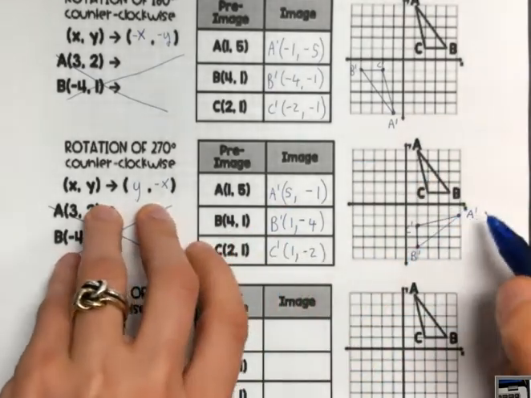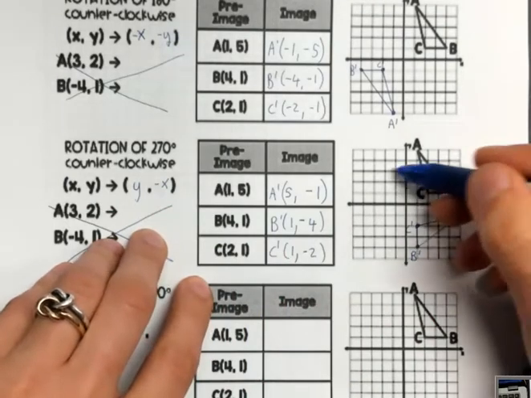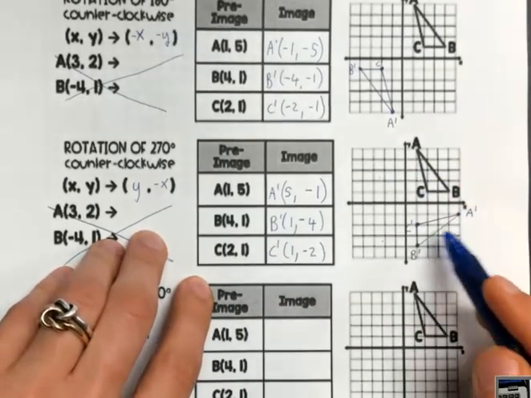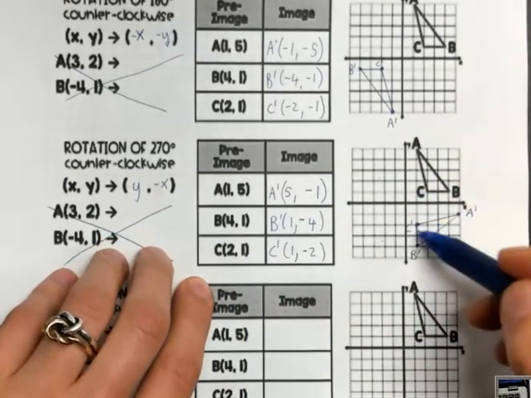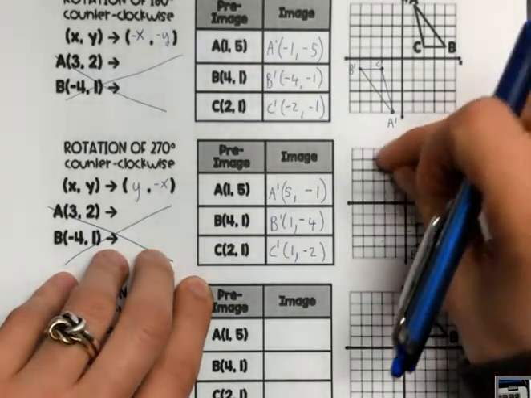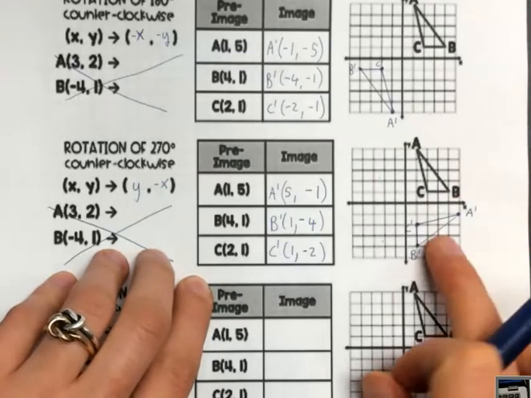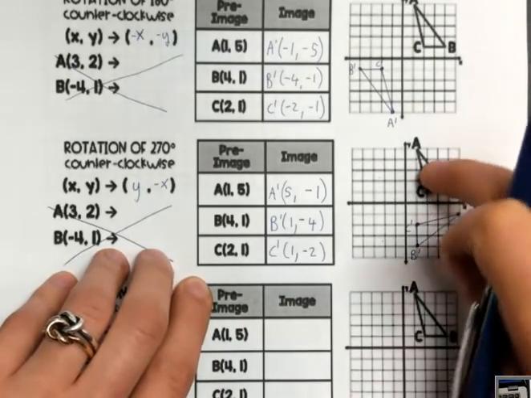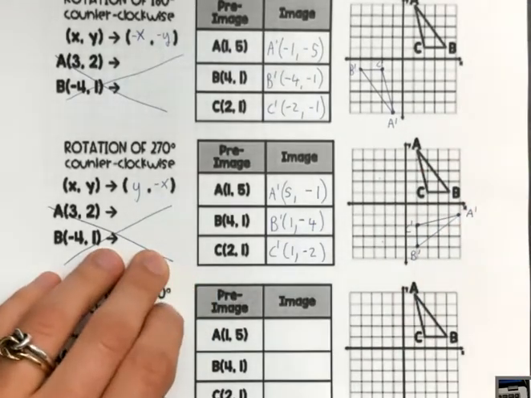And just as we predicted in the beginning, if I go 270 degrees, I end up in this coordinate plane, I end up in this quadrant right here. And this got rotated right here. If we rotated it another 90 degrees, we'd be right back where we started. Okay.